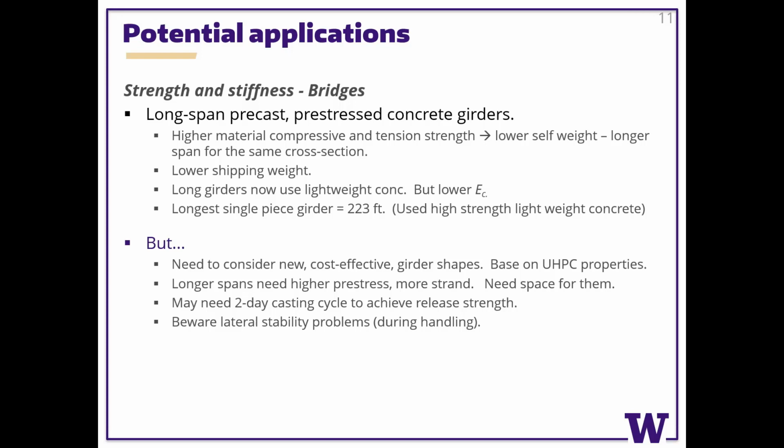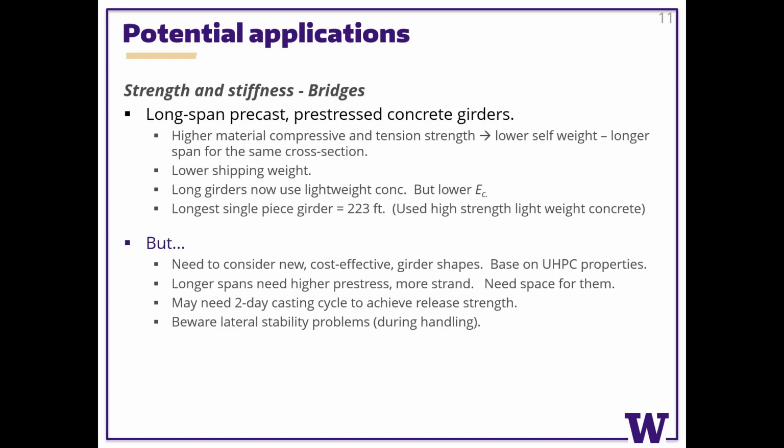Now, if you're going to do that, you need to consider some other effects apart from the pure material properties. For example, if the material is so much stronger, then presumably some of the elements of the girder shape will be a lot thinner, and we need to make sure that we can design girder shapes to that effect, so that we can make use of it and not use too much of the UHPC.